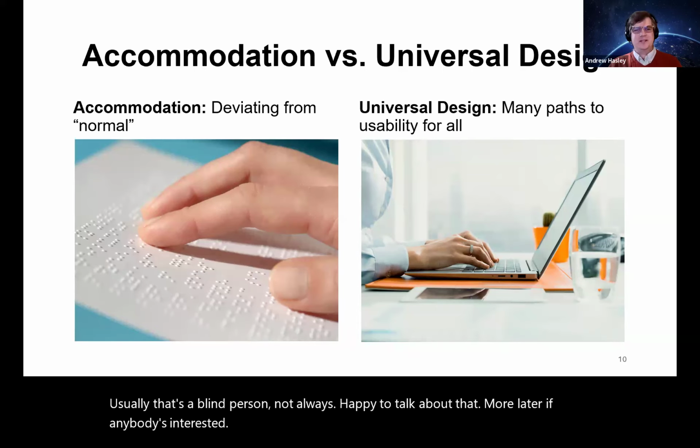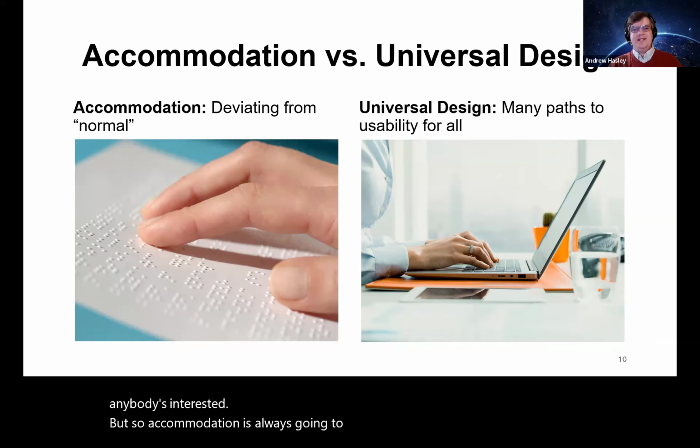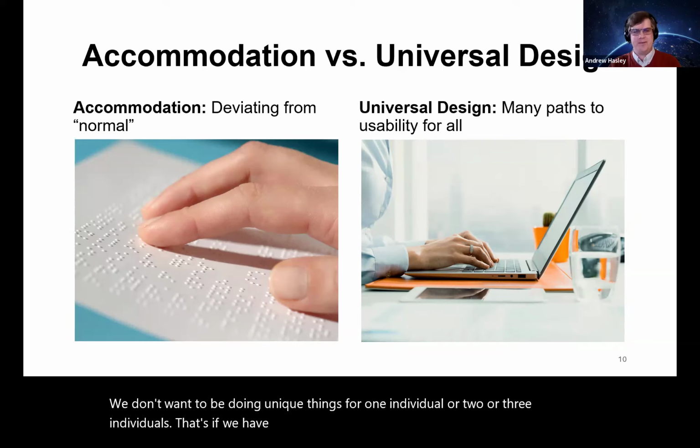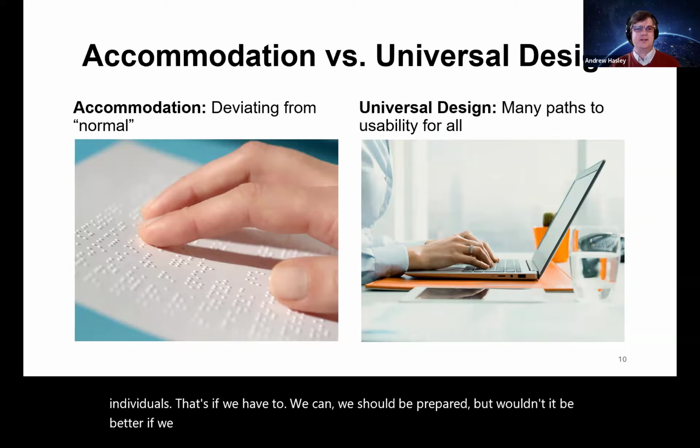But accommodation is always going to be there. But when we're talking about data, we don't want to be doing unique things for one individual or two or three individuals. If we have to, we can. We should be prepared. But wouldn't it be better if we can minimize how often we need to do that? And that's where we start thinking more about a universal design approach to making data accessible.